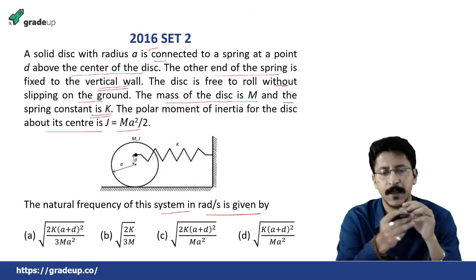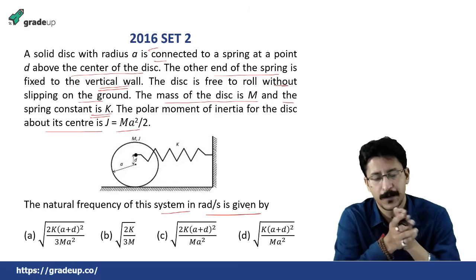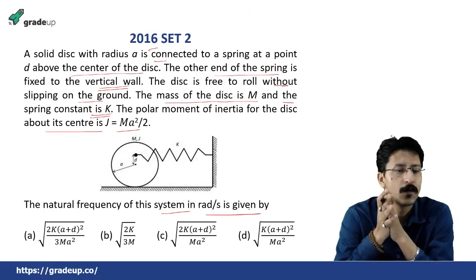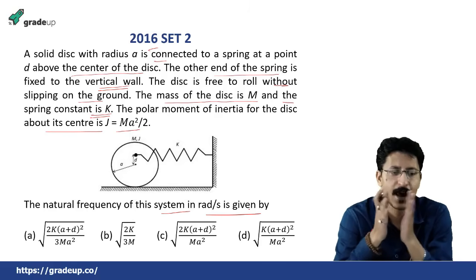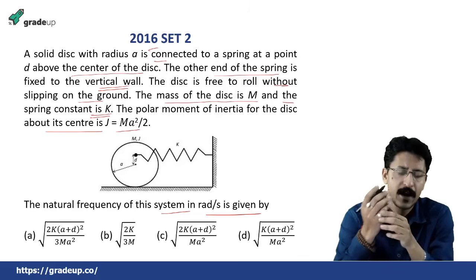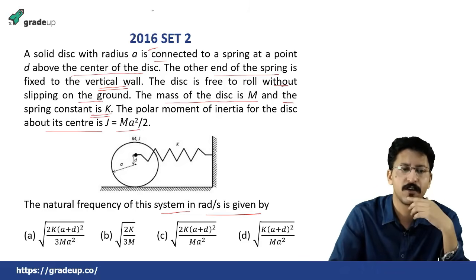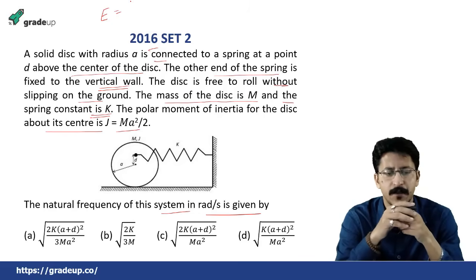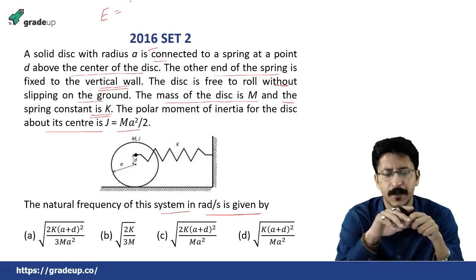That means in this question omega has been asked. Okay, so what we will do? This question can be best solved by the energy method. Okay, and in that case we first of all find out how many energies are there. There are 3 energies. The first one is considering the mass, the disk. The disk has 2 energies.